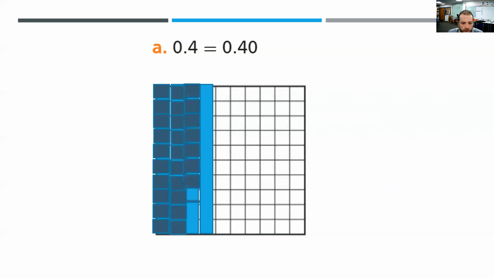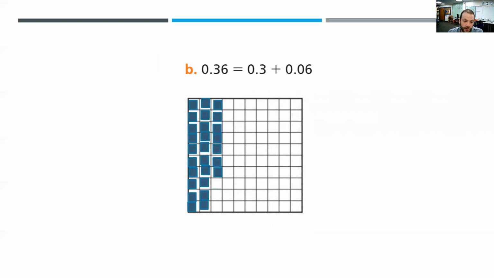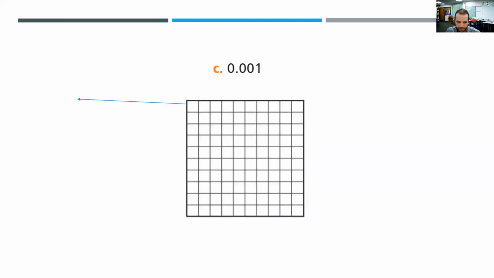So 40 100ths is the exact same thing as 4/10. I hope you're getting the idea. Should we do it again? Let's do it again. So 36 100ths. It's the same thing as 30. There's 30. Now we need 6 more. But that's also the exact same thing as if I were just to take the entire row. That's 1/10, 2/10, 3/10, and then there's still 6 100ths, okay?